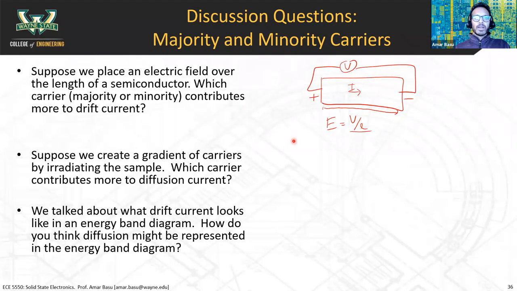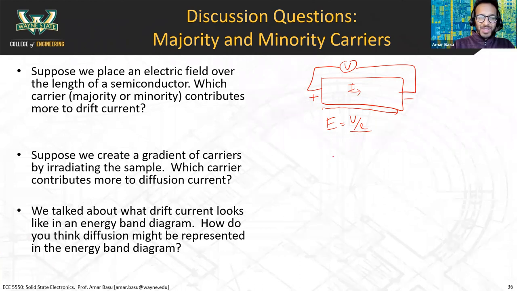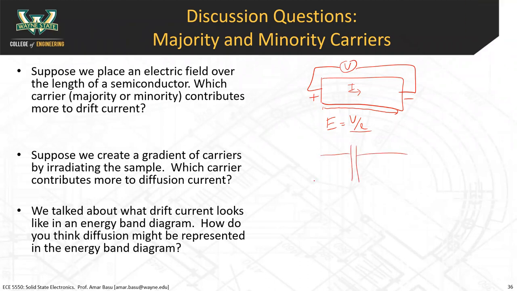All right, next. Suppose we created a gradient of carriers by irradiating the sample. Which carrier contributes more to diffusion current? Now, this is an interesting question. I would think the minority carrier. This is a tricky question, actually. So let's say we are irradiating a column of light in a semiconductor like we did before.